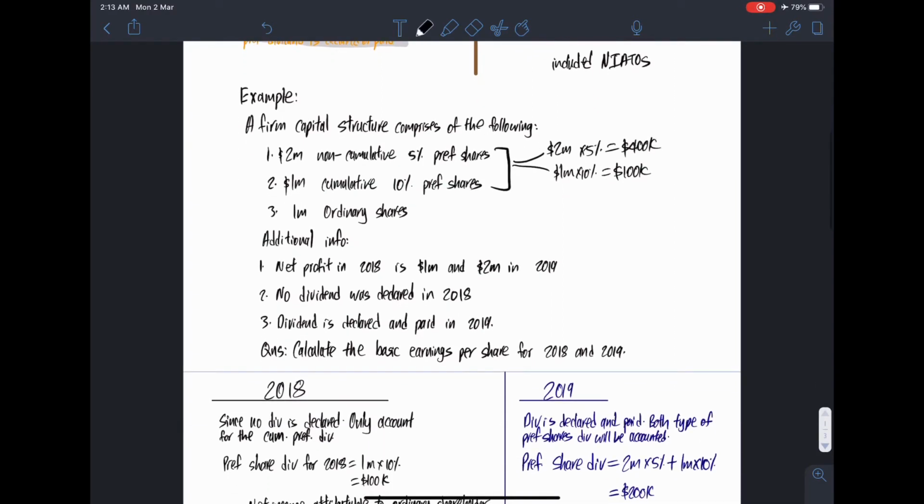Then with the additional information of net profit in 2018 being 1 million and 2 million in 2019, no dividends were declared in 2018 and dividends were declared and paid in 2019. So the question now is finding the basic earnings per share for 2018 and 2019.